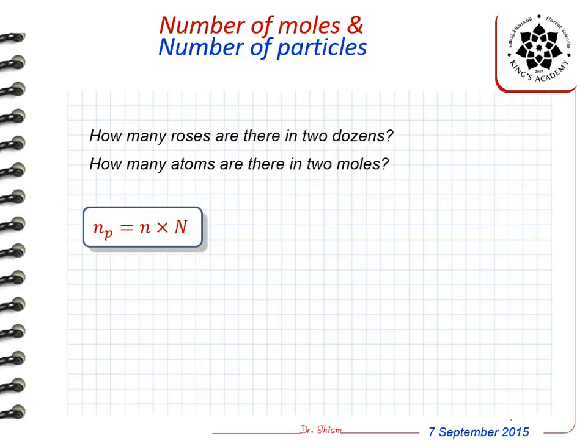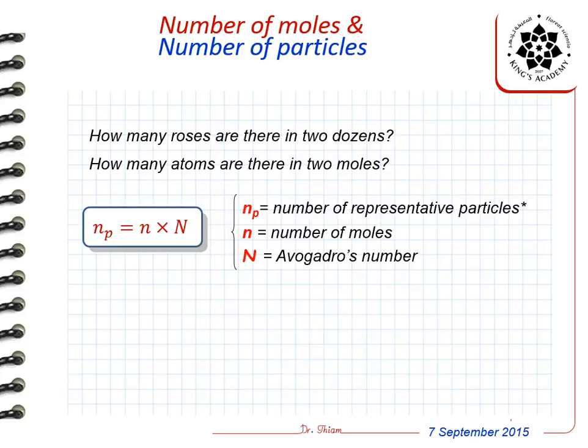But before we do that, let's take a look at the formula. The formula of number of particles is N_P equals n, number of moles, times capital N or curly N, which is Avogadro's number. Here is an explanation of what those variables represent. Okay, so if you were asked how many dozens are there in 84 roses, I hope you would just say 84 divided by 12, and you should get yourself 7 dozens. This is how you do it.